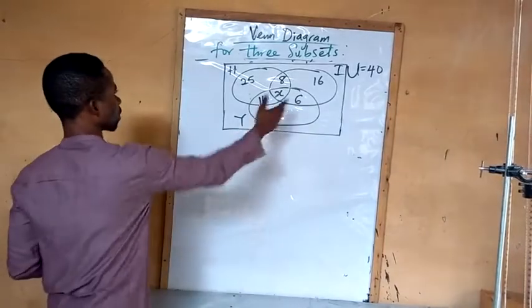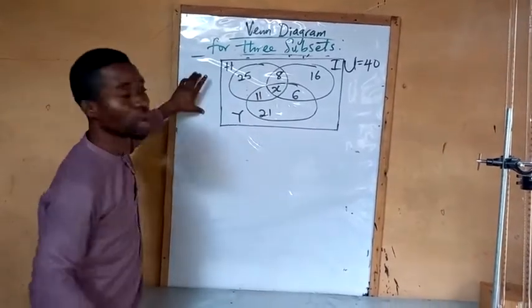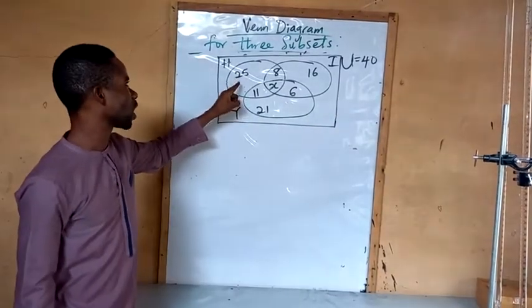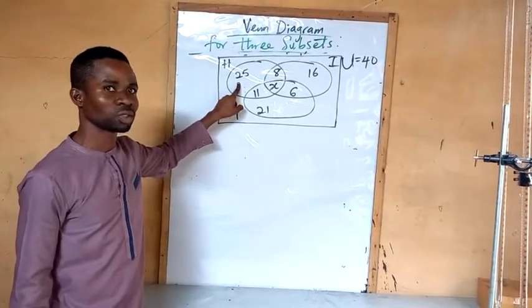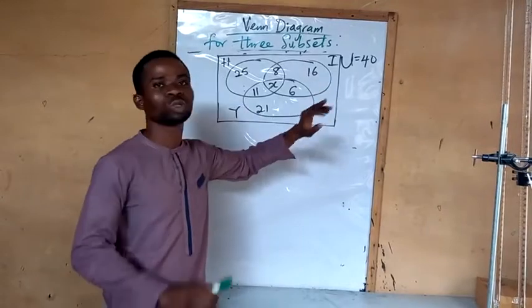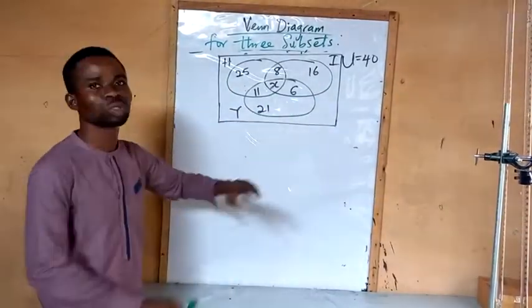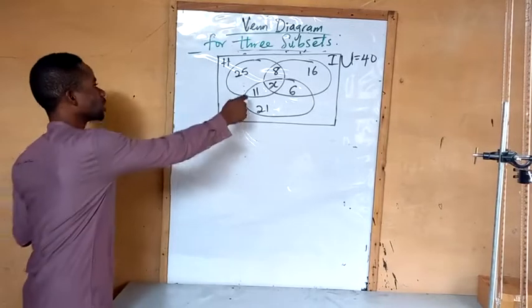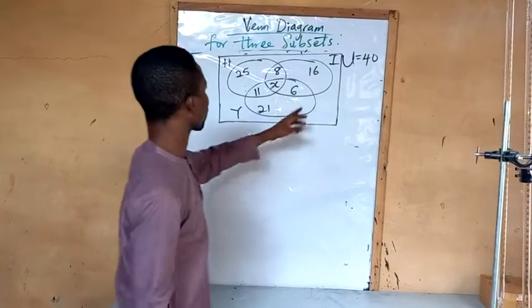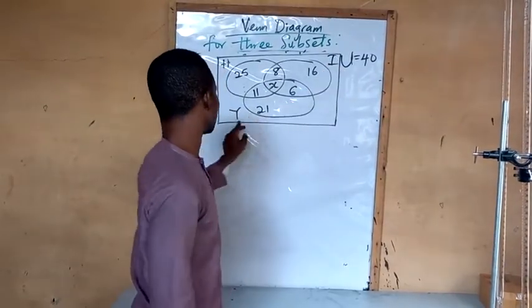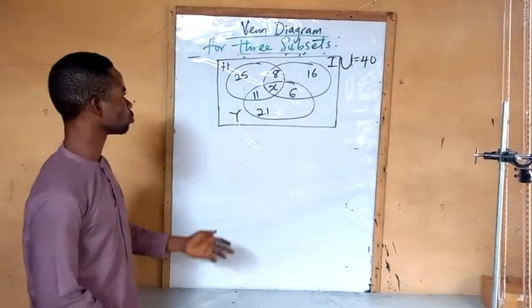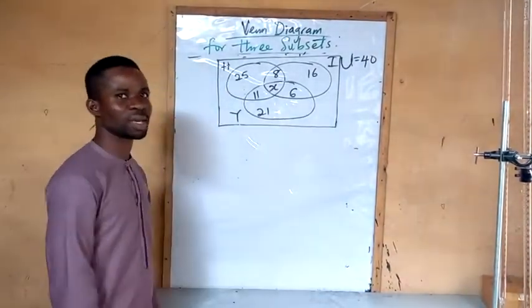Now, this can be our rough diagram. Why do I call it a rough diagram? If in the question they say Hausa only, Igbo only, Yoruba only, 11 Hausa and Yoruba only, or 6 Igbo and Yoruba only, we don't need to do anything with it. But they don't call it only. That means we have to remove anything that enters with it.